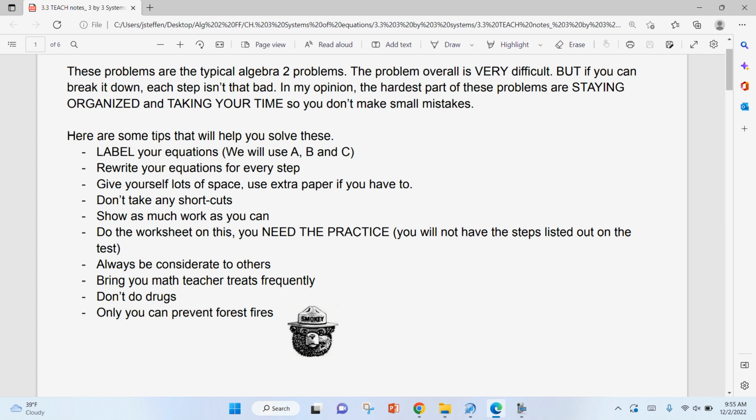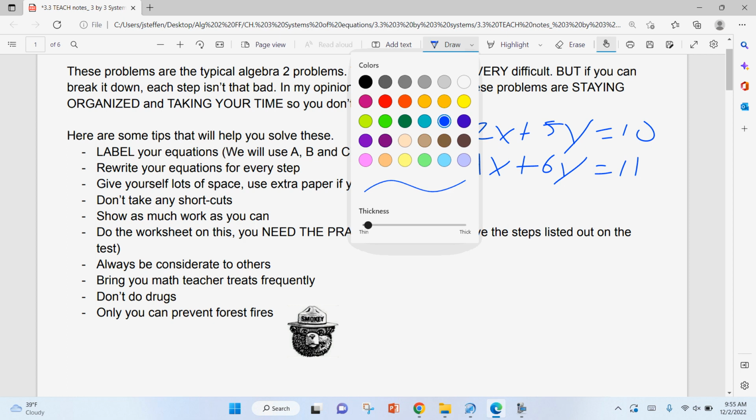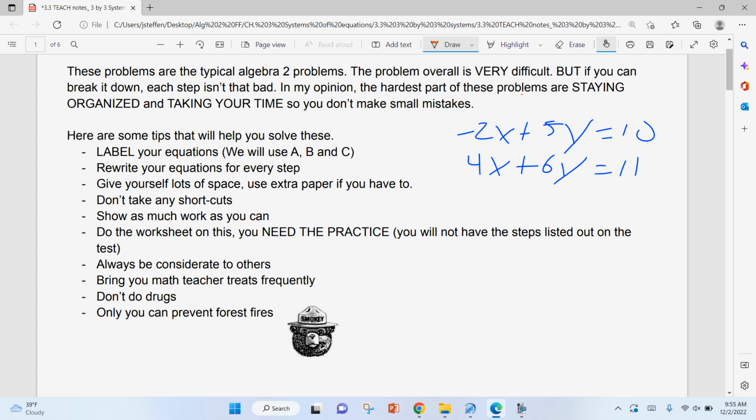Next one, rewrite all your equations. Every single step, rewrite your equations. I know a lot of people, and you don't have to write this down, but with elimination, when you have negative 2x plus 5y is equal to 10, and your other equation is 4x plus 6y is equal to 11, I know a lot of people that when they multiply, they'll just cross it out and put negative 4x plus 10y is equal to 20, and they cross things out this way.